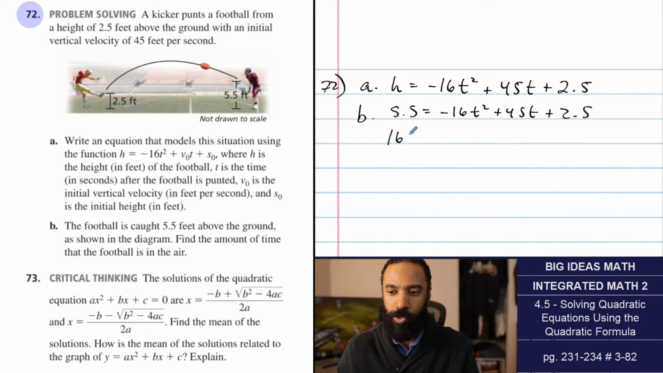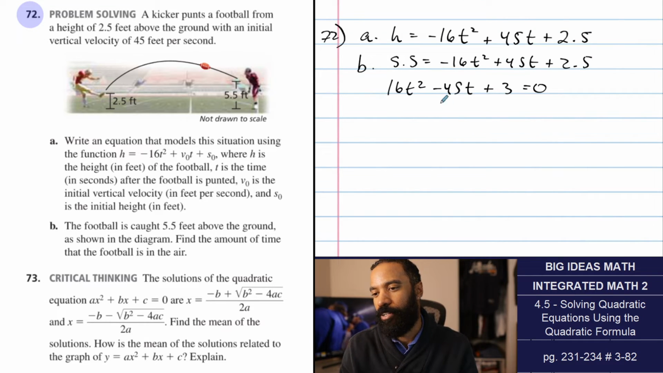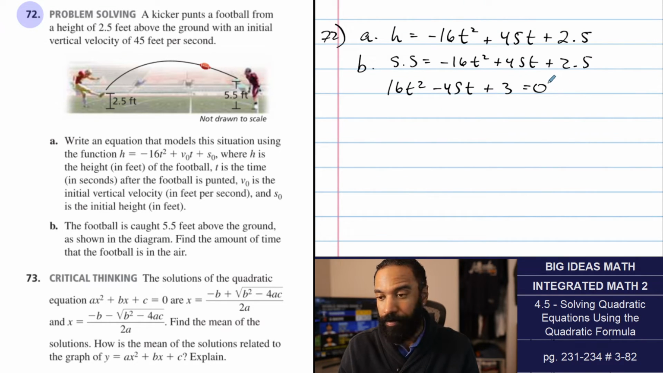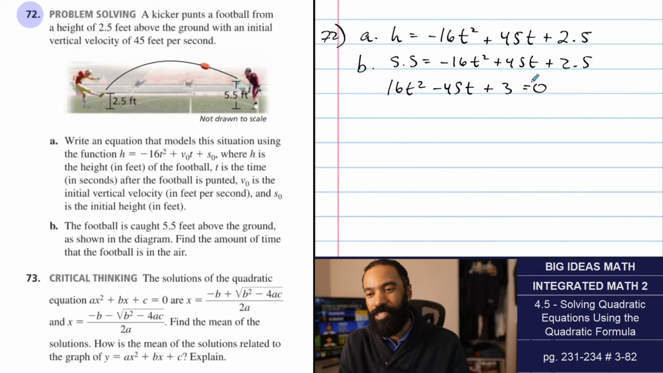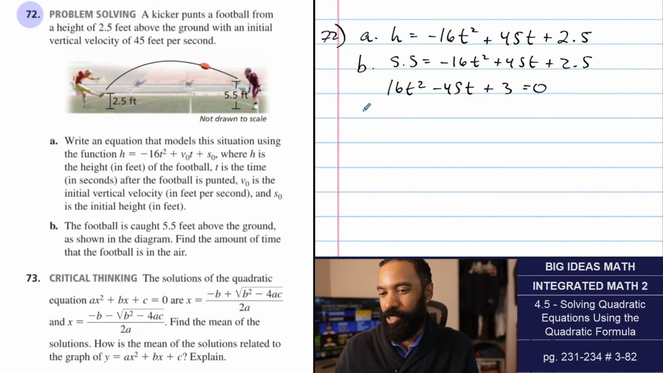I'm going to add 16t squared over, subtract 45t over. You can see I'm a big stickler to that. Subtract 2.5 over, and set it equal to 0. Nothing to factor, excuse me, this is not a GCF. Trying to think of something that can factor. 16 times 3 pushes it kind of close. I don't think anything here can factor. So let's go straight to it. Discriminant, b squared minus 4ac.